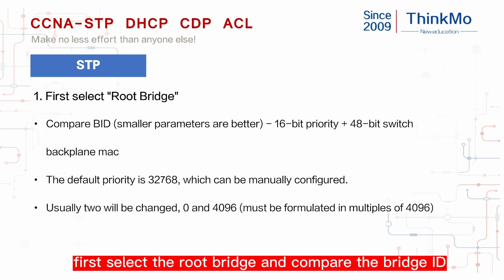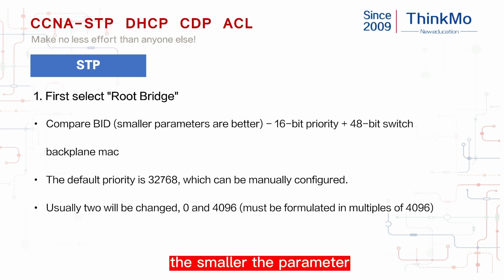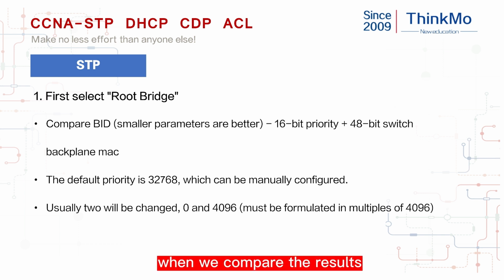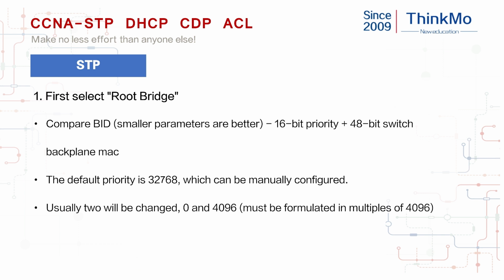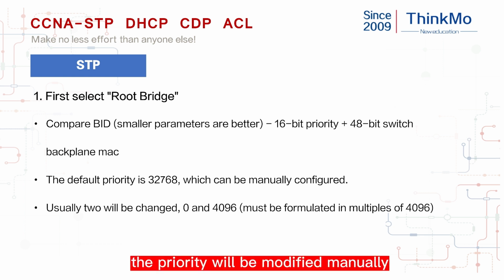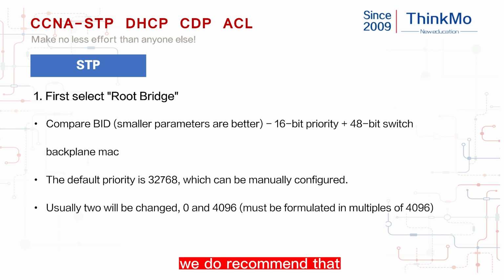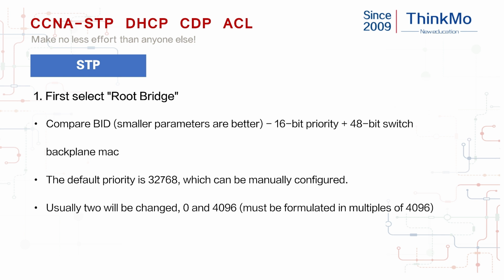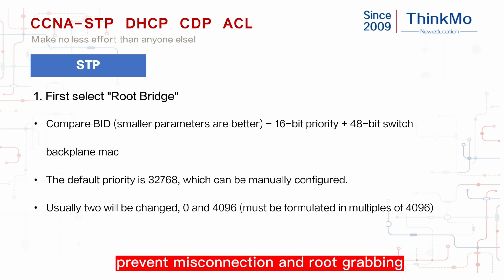So, first select the root bridge and compare the bridge ID. The smaller the parameter, the better. If we compare the priorities and get a result, we don't need to care about the MAC of the switch behind. So in reality, the priority will often be modified manually. That is, we can reduce some of the priorities. We do recommend that you manually specify the root bridge in the online network, to prevent misconnection and root grabbing.